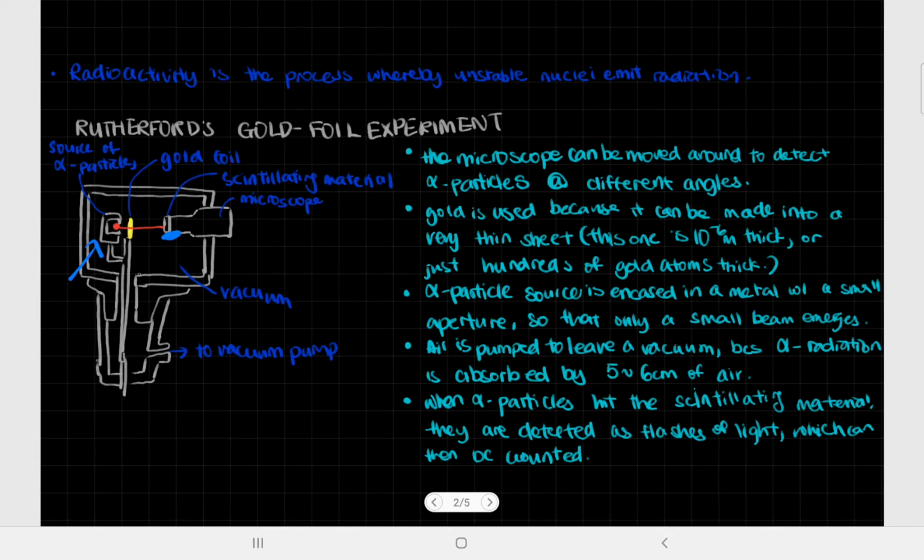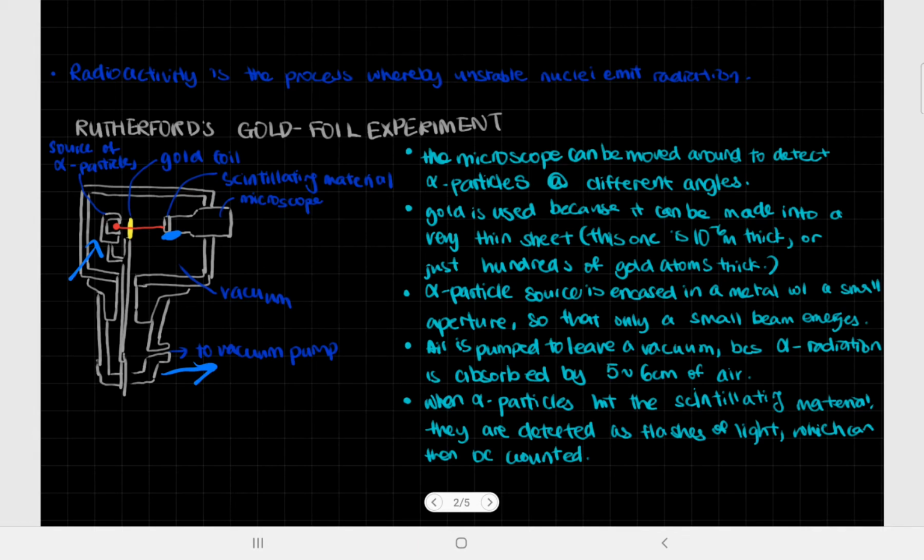The whole setup was actually in a vacuum, and there was absolutely no air inside it, and therefore we had this little lead-up to a vacuum pump as well. So why was the setup the way it was? First of all, the microscope can be moved around to detect alpha particles at different angles.